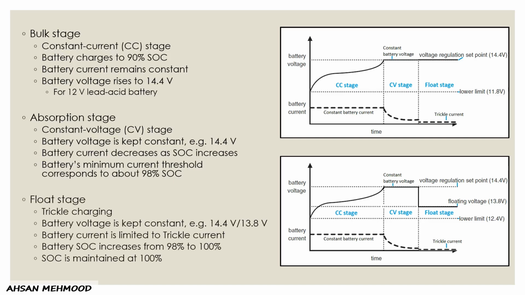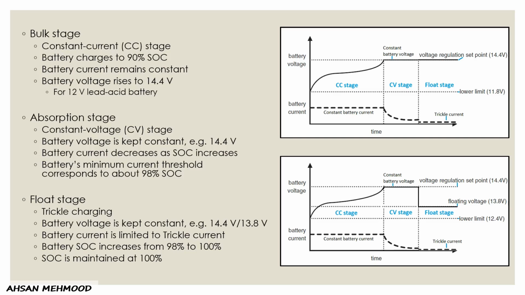The float charge stage is the third stage, which is also called trickle charging. In this stage, the 12 volt battery's voltage is kept constant either at 14.4 volt or 13.8 volt as demonstrated in the figures shown on the screen. As you can see in these figures, the constant current and constant voltage stages are exactly similar, and in the float stage, only the float voltage is different for both cases.